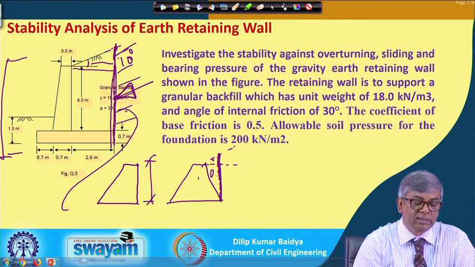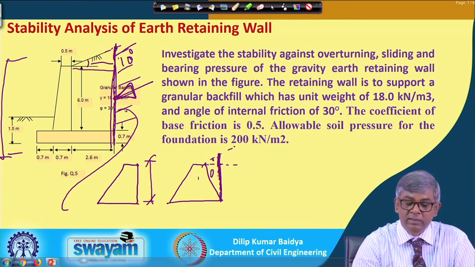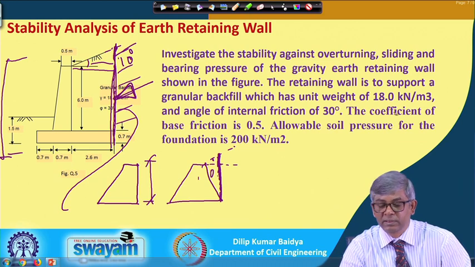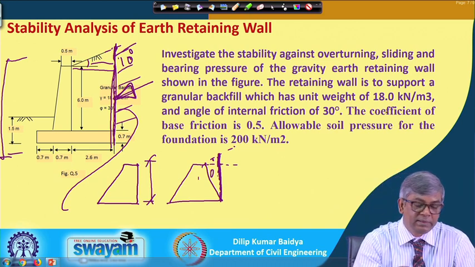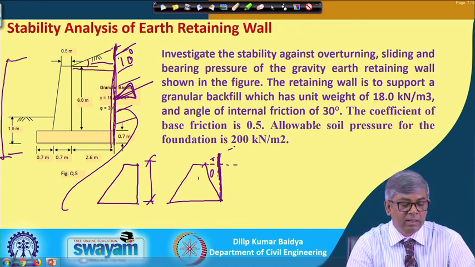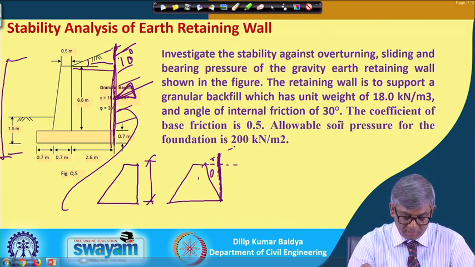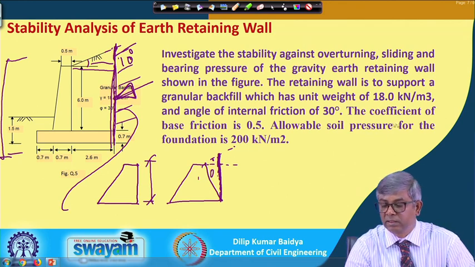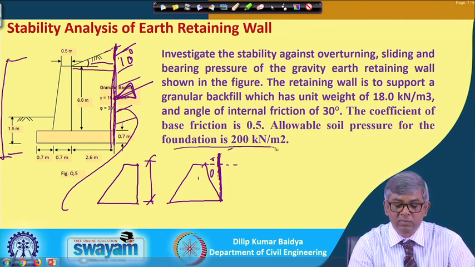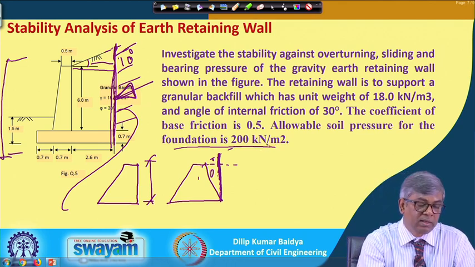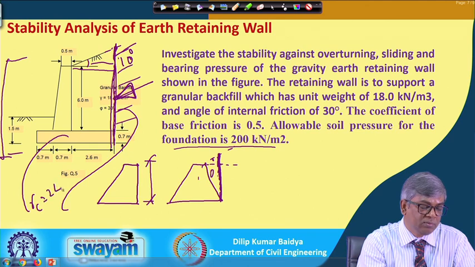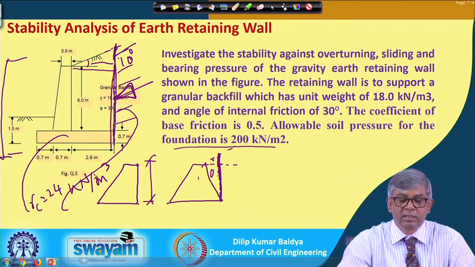Let me see what things are not given. Unit weight is given as 18, the angle of internal friction is given as 30 degrees, the coefficient of base friction is 0.5, the allowable pressure for the foundation is 200, and so on. The concrete unit weight is not given. We can assume gamma c equal to 24 kilonewton per meter cube. This is the only thing we can additionally assume.